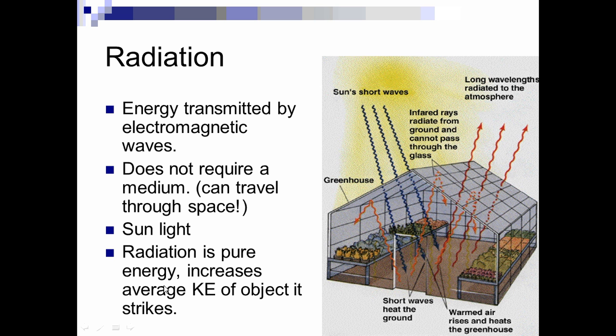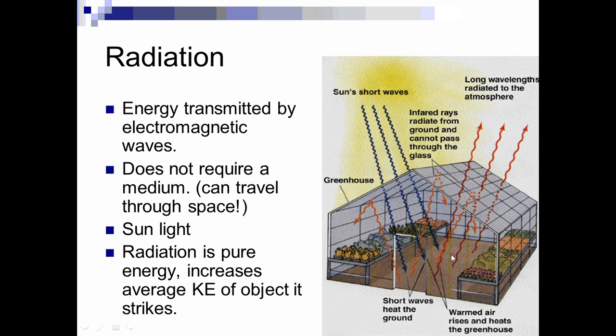Radiation is pure energy. So these electromagnetic waves, which we'll get to waves later, but the idea is these waves are pure energy. So there's no particles or anything involved. It is just pure energy that is traveling. And that energy is then gained by objects. So in this example here, the energy from the sun is gained by the ground in the greenhouse, and it increases the kinetic energy of the object that it then hits.